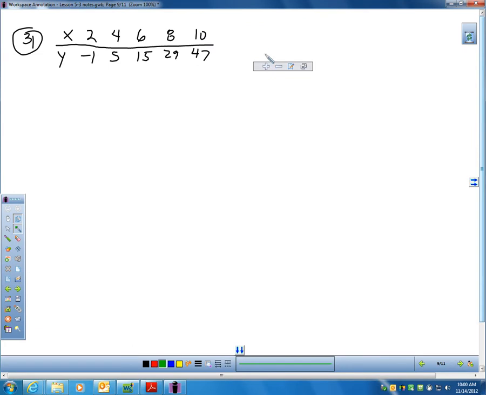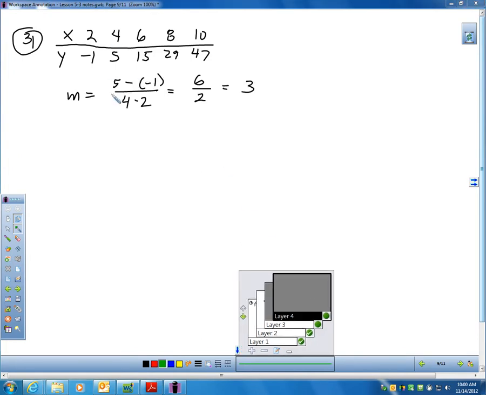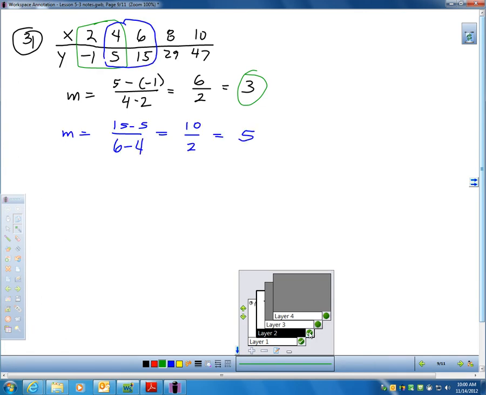Here's another example. On 31, we want to see if this table's linear, and then write an equation if we can. Let's see if it's linear. Well, when I take my first 2 points, which I'll just circle here in green, I got a slope of 3. Now let's take the next 2 points, which I circled in blue.